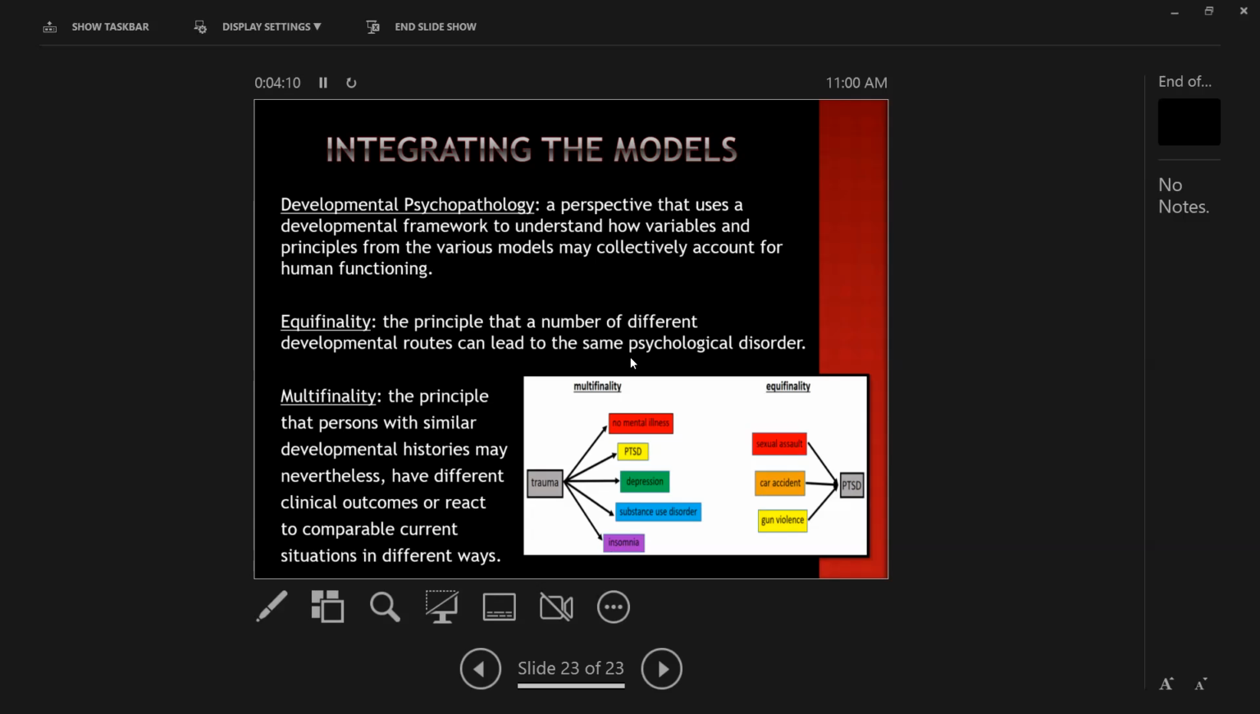Somebody can experience a traumatic event and develop no mental illness from it. Maybe their resiliency is enough that it doesn't affect them long-term. They deal with the trauma and they move on. Or they could develop PTSD, or they can develop depression or substance abuse or insomnia.